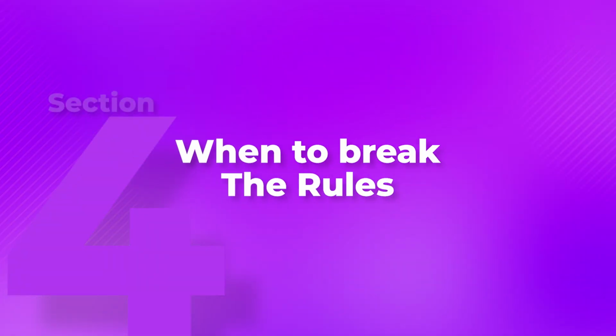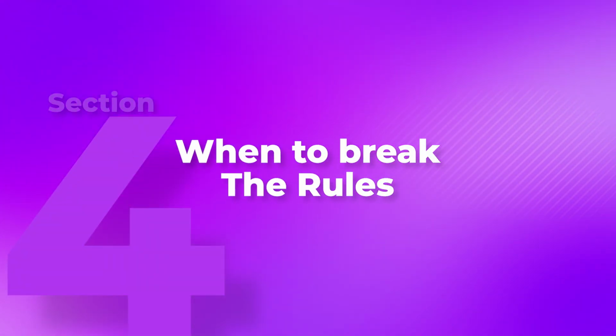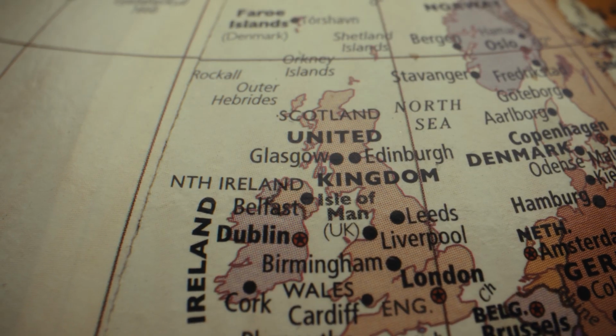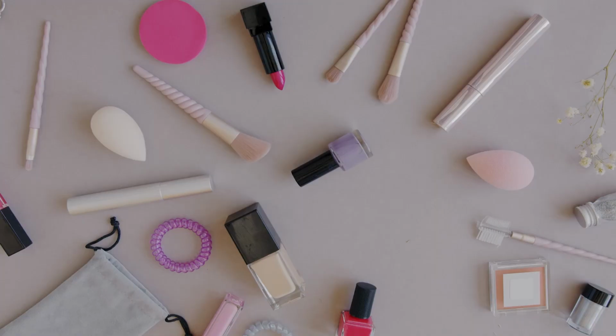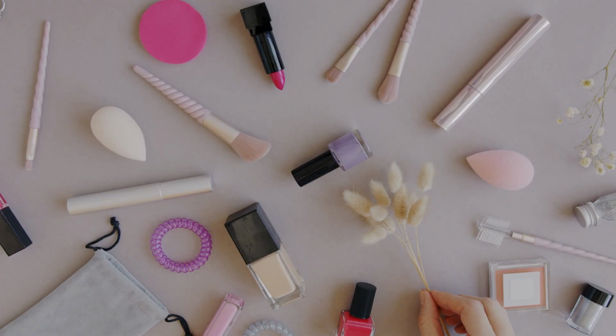So section 4, when to break the rules. Now, there are times where you'd run multiple ad sets. If you're testing very different audience types, for example, the UK versus the US, if you've got totally different product ranges or offers, for example, a male range and a female range. Also, testing campaigns for new creatives might deserve their own campaign in their own right.